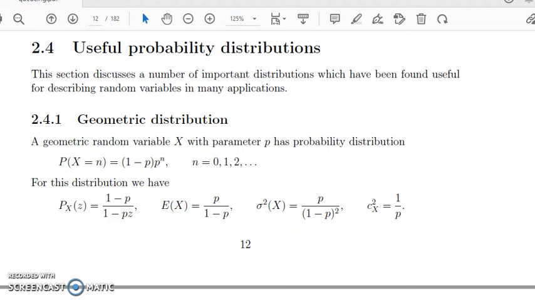Welcome back. Useful probability distributions. In this session, we're going to discuss a number of important distributions which have been found useful for describing random variables in many applications. One of them is the geometric distribution.